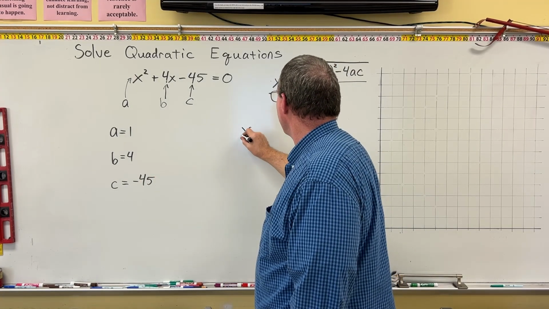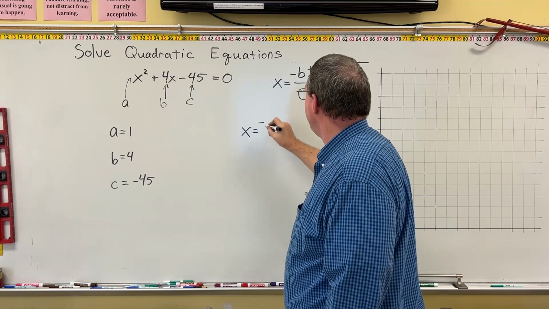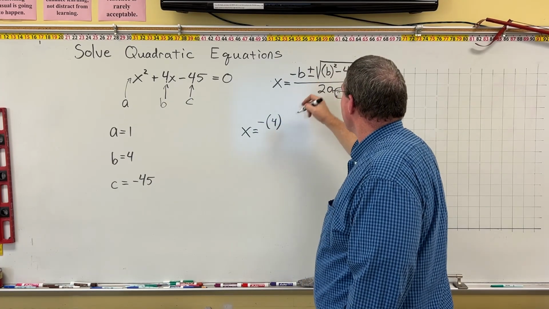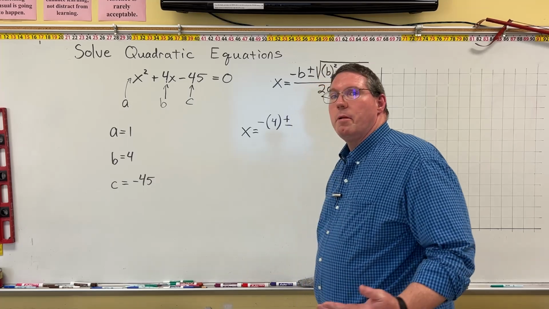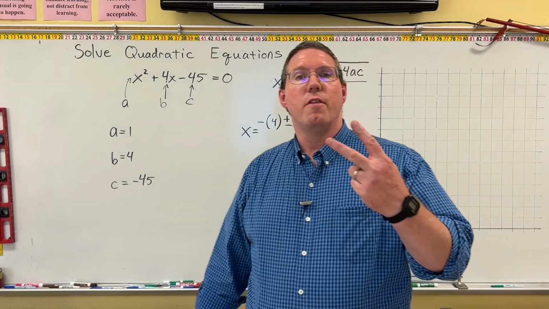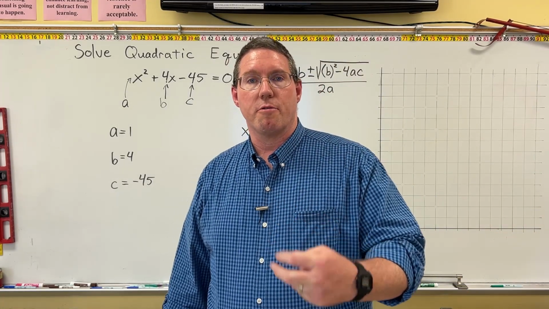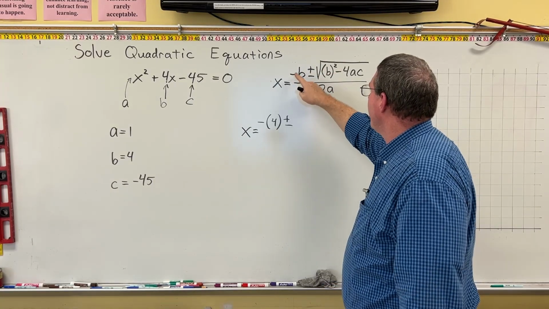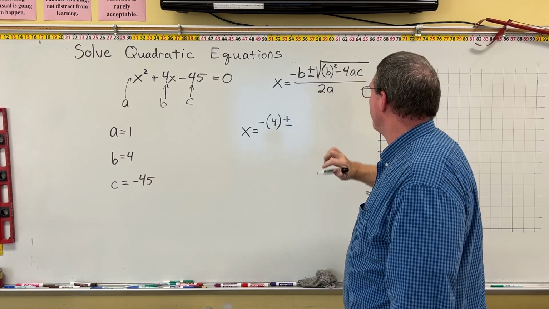So I'm going to write X is equal to negative B, so that's negative, and then I'll put the B here, that's 4. Plus or minus. What does plus or minus mean? Plus or minus just means that this is actually two answers. We have negative B plus this over 2A, and then we have negative B minus this over 2A.